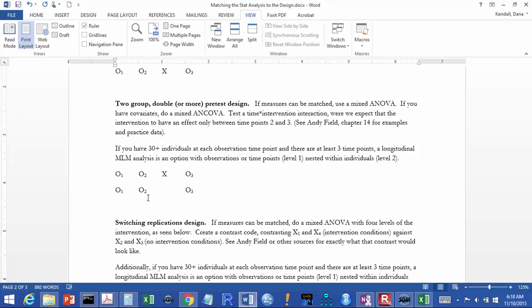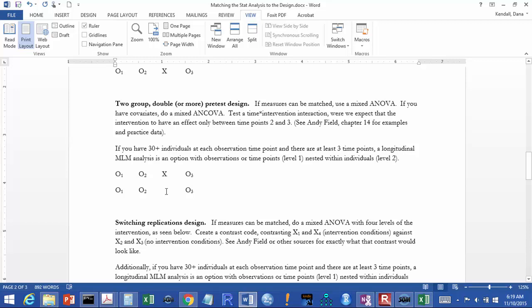All right, so if the measures can be matched, which hopefully they can be, do a mixed ANOVA. A mixed ANOVA just means that you have a between-subjects variable and a within-subjects variable. The within-subjects variable is these time point observations, because we have multiple ones of those on the same people. And then the between-subjects variable is the one we really care about, and that is whether the intervention is working or not. And so that's again a 0, 1 dummy-coded variable.